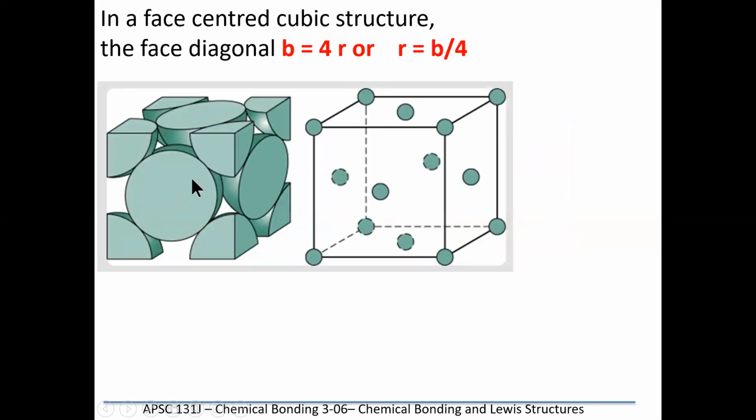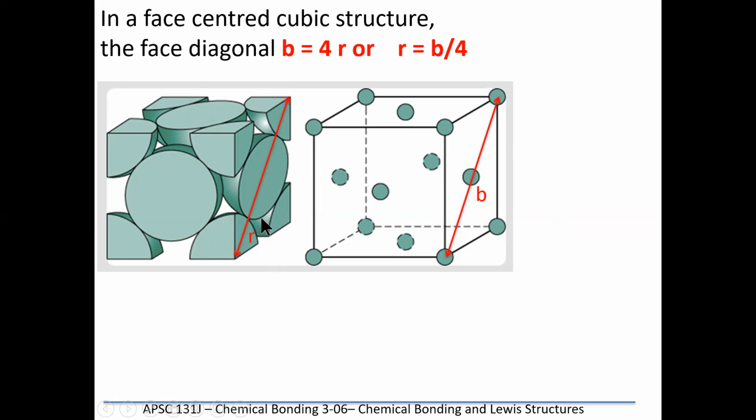Now, let's talk about face-centered cubic cells. If I have a face-centered cubic structure and I have a diagonal that goes from here to here along the face, I could show it. We're going to call that again B. And you can see that for a face-centered cubic cell, there's a relationship between the radii of the atoms and B.